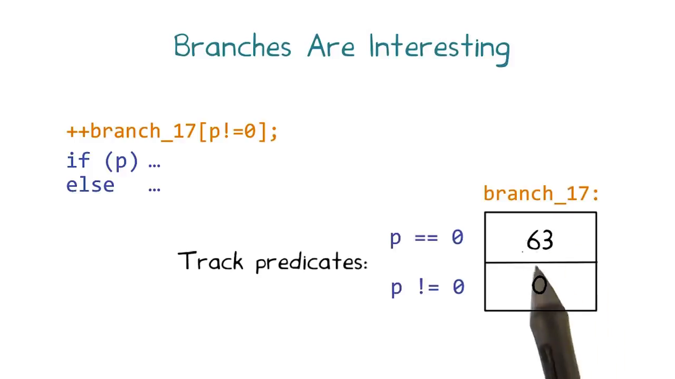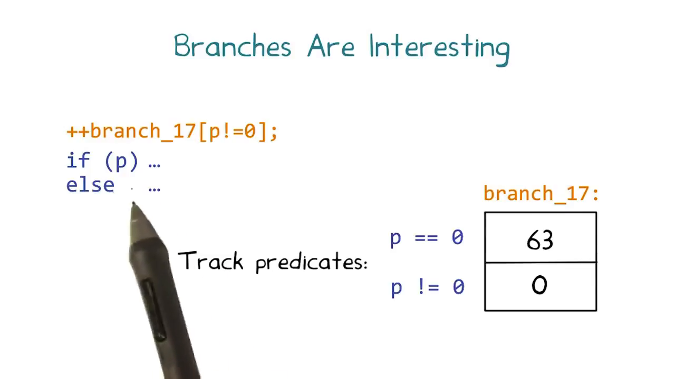The 0th cell of this array will count the number of times the expression P was observed to be false, in this case 63, and the next cell will count the number of times the expression P was observed to be true, in this case 0. We will maintain a unique such array for each branch condition in the program. Note that branch conditions occur not only in if statements, such as in this example, but also in while statements, switch statements, and so on.